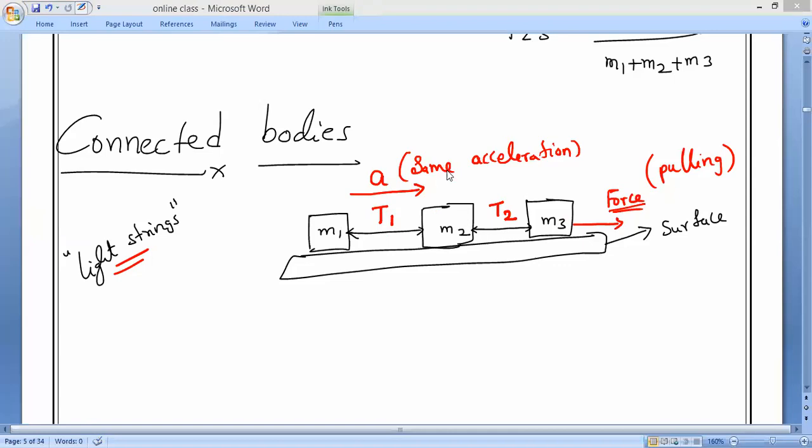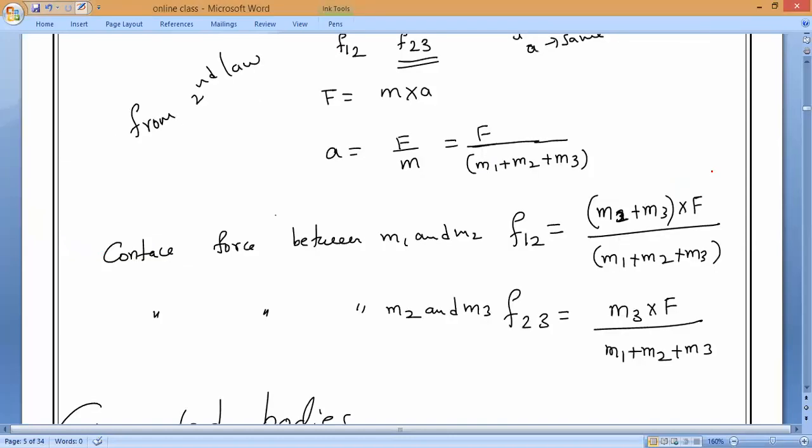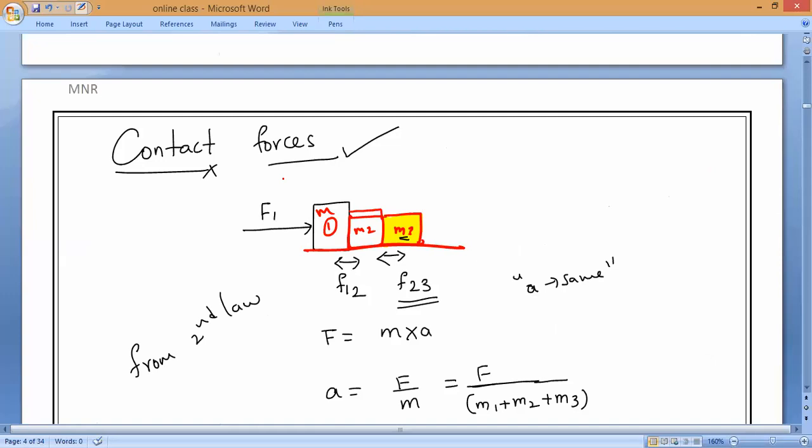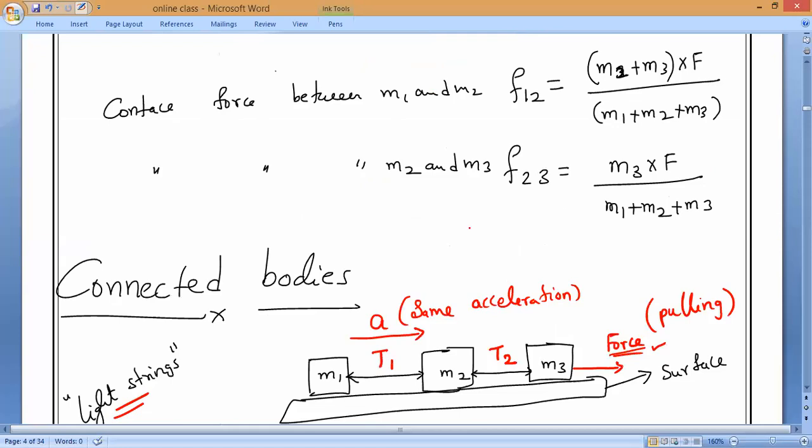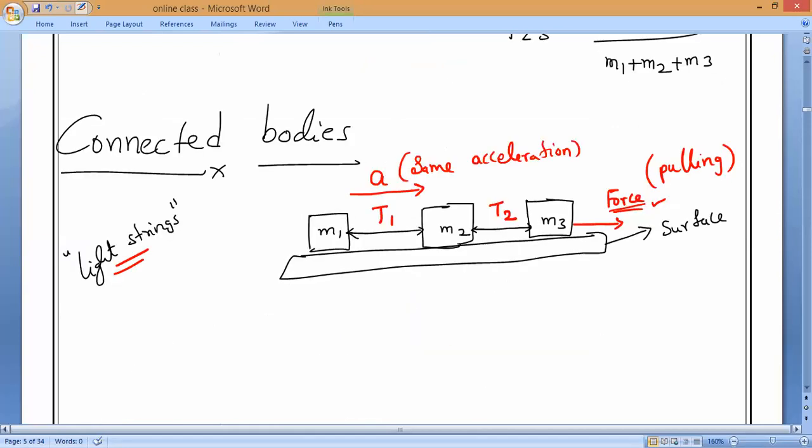Now observe very carefully. Here also I am applying the force: pulling. In contact bodies, I am applying pushing. F1, I'm applying the force on the first body; we call that pushing or pulling. Here, in connected bodies, I'm applying pulling. But in both cases, the bodies will move with the same acceleration. Understand?